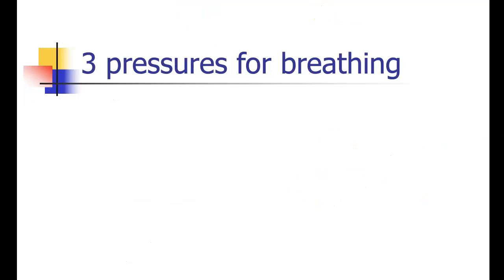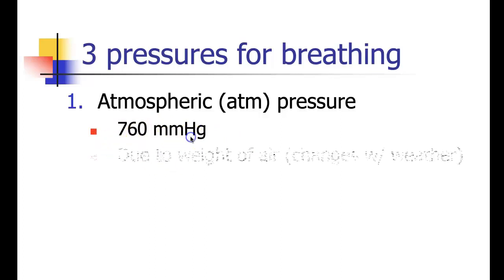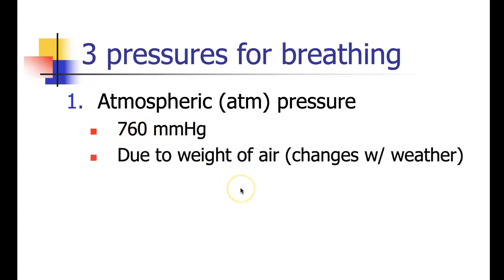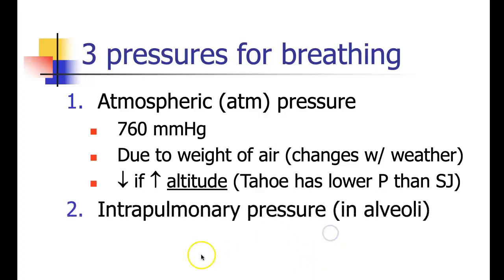Okay, so we got to think about 3 pressures when we're thinking about how breathing works. One is going to be the atmospheric pressure, designated as ATM pressure, and this is going to be at 760 millimeters of mercury. This is due to the weight of air, which does change with weather. So when we look at a barometer, it's going to change a little bit based on the weather. It also changes based on altitude. So we see decreased atmospheric pressure when you have an increase in altitude. So Tahoe, for example, has a lower pressure than San Jose.